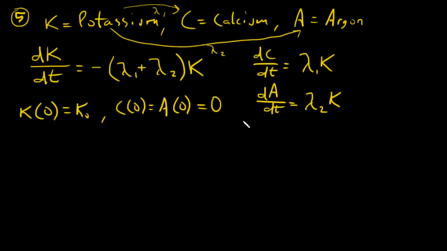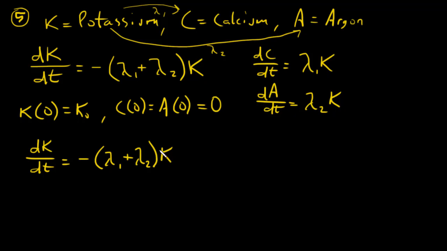We're going to do the exact same process that we did for the last one. We're going to find expressions for K of t, C of t, and A of t. Okay, I think I said it right that time. So we're going to start off. We're going to solve this expression right here. This is going to be the very first one. So I've got dK/dt is equal to negative (lambda 1 plus lambda 2) K.